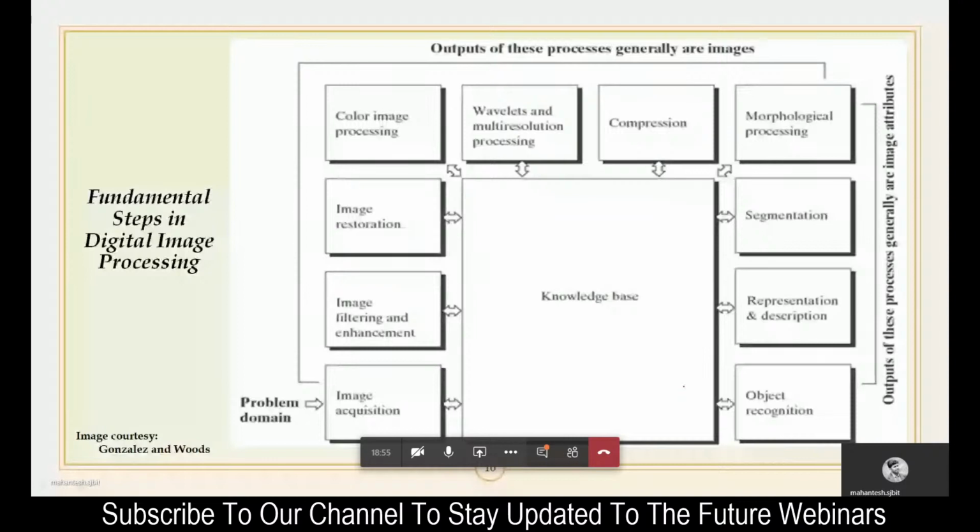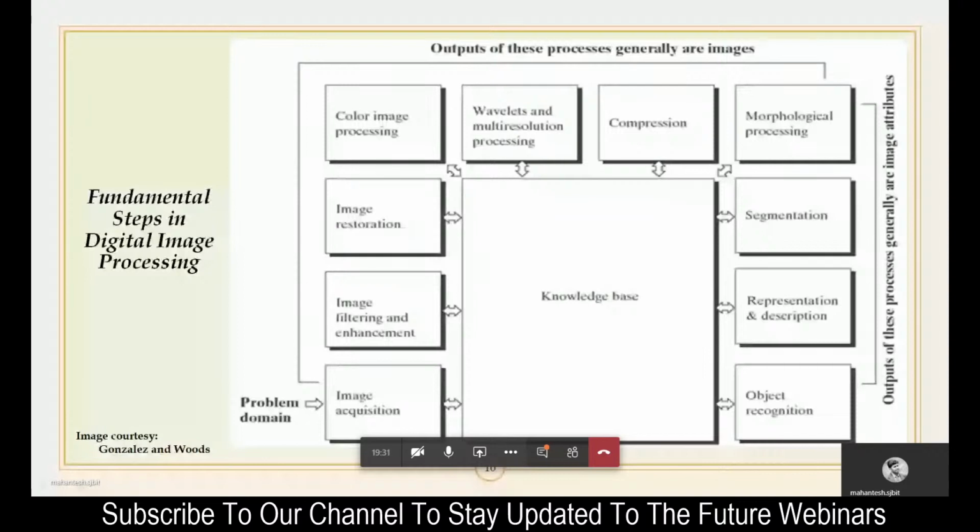What is image acquisition? Image acquisition is a process, and it is a fundamental step of digital image processing. It acquires an image, and it is as simple as being given an image that is already in digital form, as in this example. Image enhancement or image filtering is among the simplest and most appealing areas of digital image processing. The idea behind enhancement is to bring out details that are obscured, or simply to highlight certain features of interest or a region of interest in an image, for example, changing the brightness or contrast of an image.